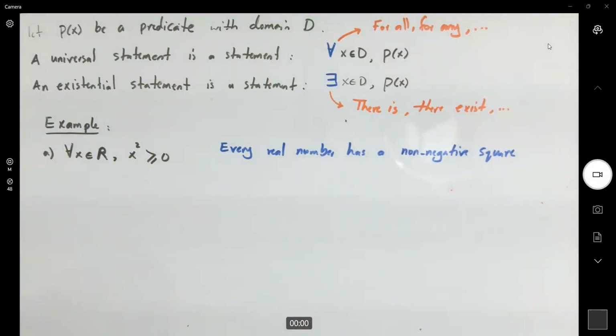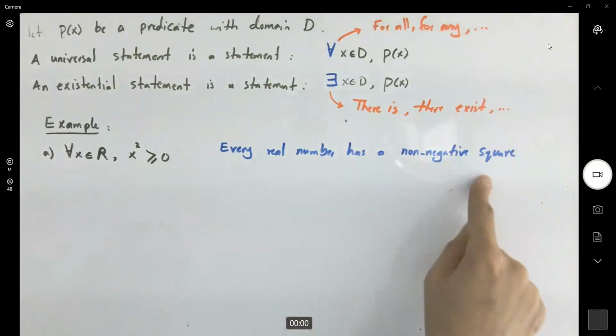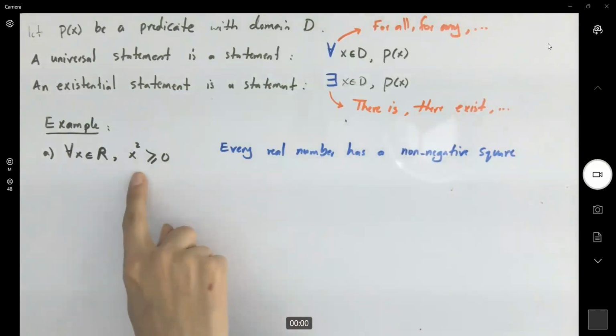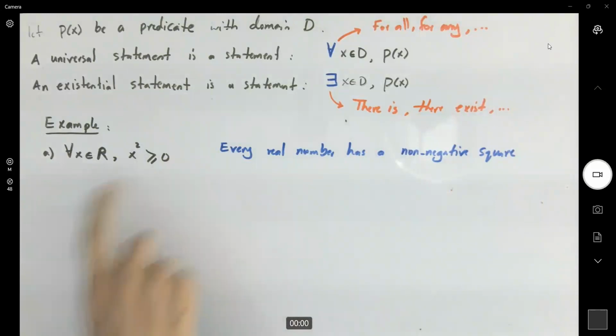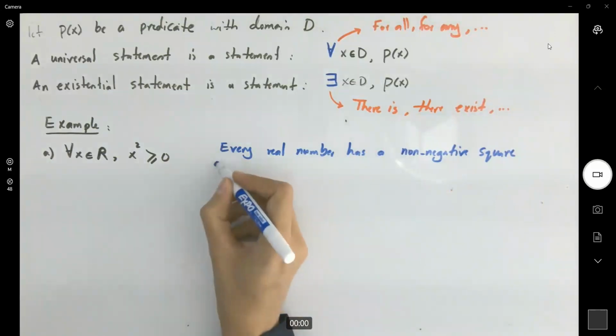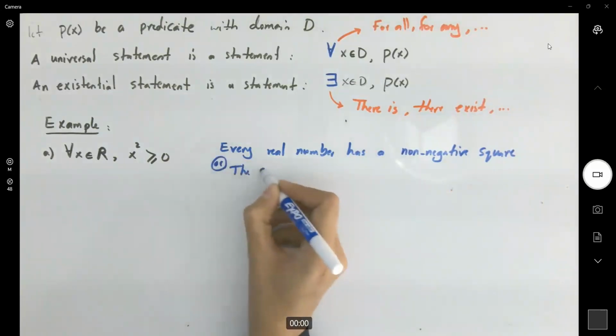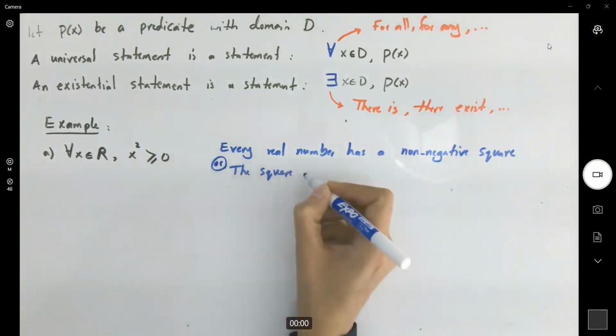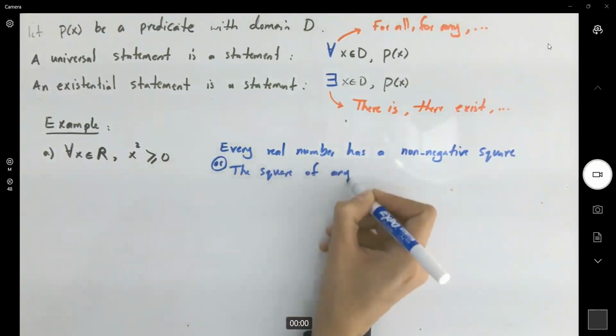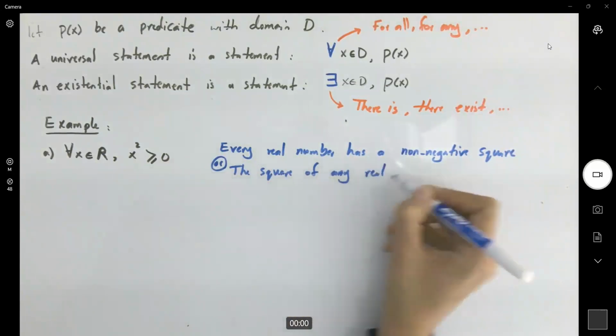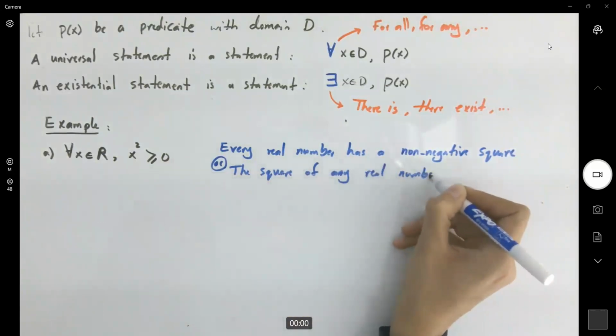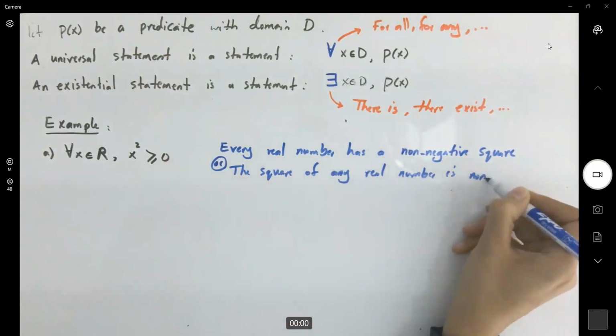You might say that, hey, any real number has a non-negative square, or you might say that the square of any real number is non-negative.